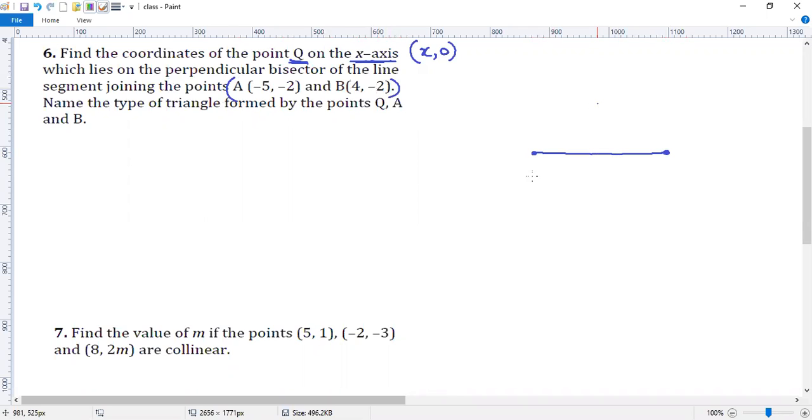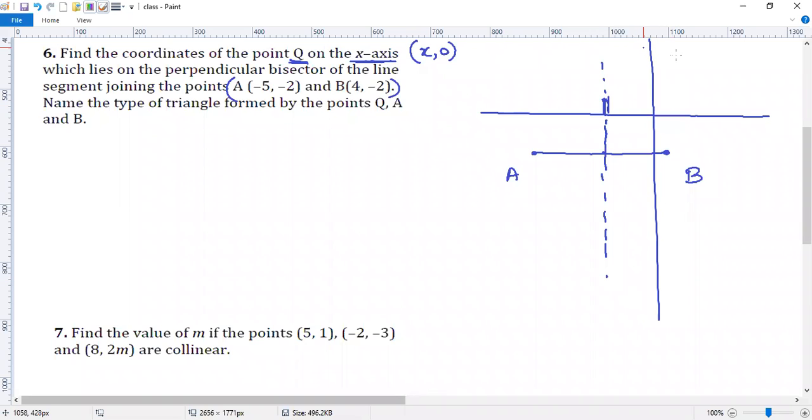So the line joining these 2 points A and B, for this there is a perpendicular bisector. Fine. There is a perpendicular bisector, and this perpendicular bisector meets the x-axis. Imagine this is my y coordinate and this is my x coordinate. So now I have to find where this perpendicular bisector line meets the x-axis, and I can mark this point as x comma 0.